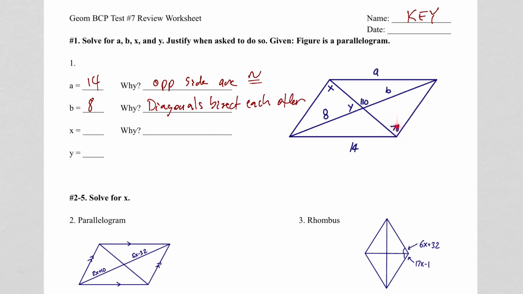Okay, if this is 78, then this is 78 because those are alternate interior angles. This is a straight line, so this is 180 degrees. If this is 110, that has to be 70. 180 minus 110.